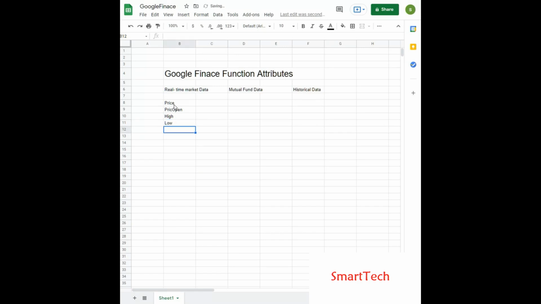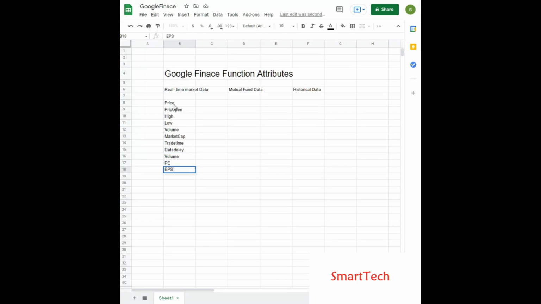And the fifth one is volume, the number of shares traded of this stock for the current day. The sixth one is market cap, that means the market cap of the stock. The seventh one is trade time, that means the last time the stock traded. Then data delay, the delay in the data using the Google Finance function. The next one is volume average, the average volume of this stock. The next is PE, the price to earnings ratio for the stock.